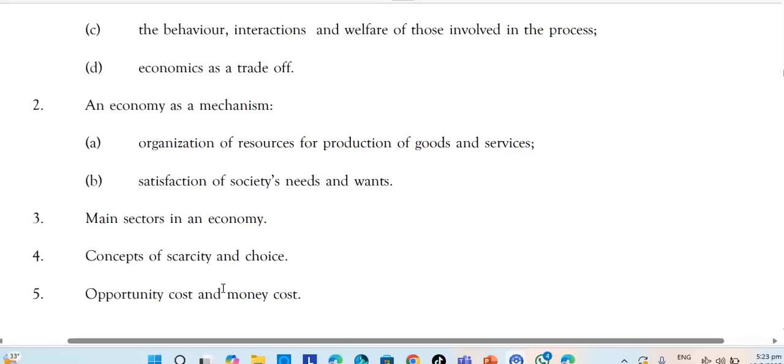So if you're writing about scarcity and choice in your exam, you have examples that you could use. Say a farmer has a piece of land and must decide whether to grow corn or sugarcane. What would be the scarcity in this scenario? Limited land, resource. The resource is always the scarcity. What would be the choice? He has to choose between corn or sugarcane.